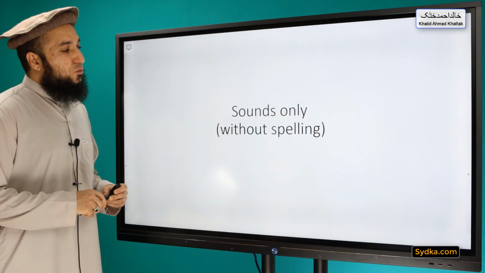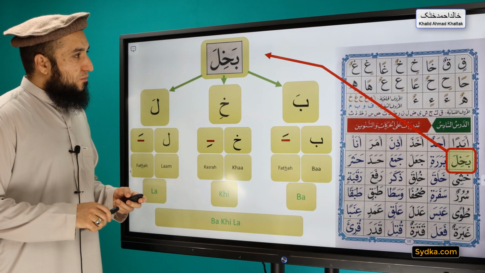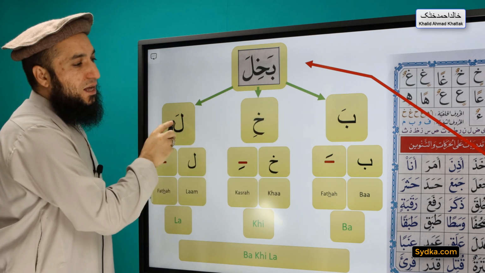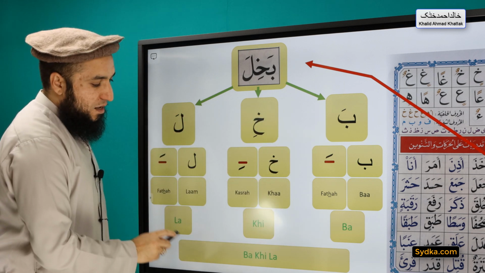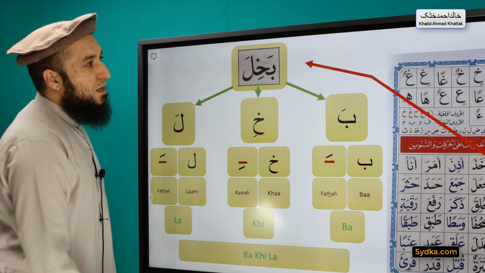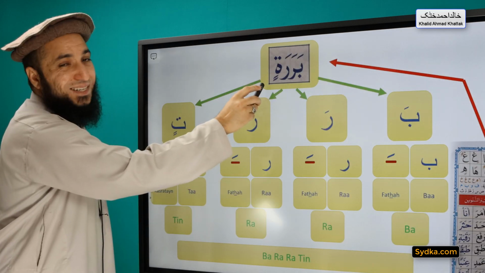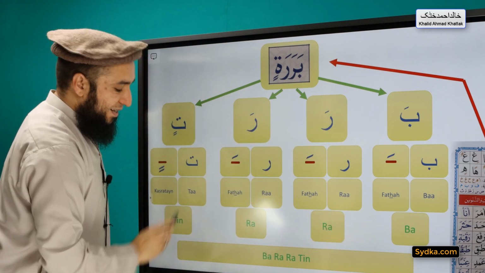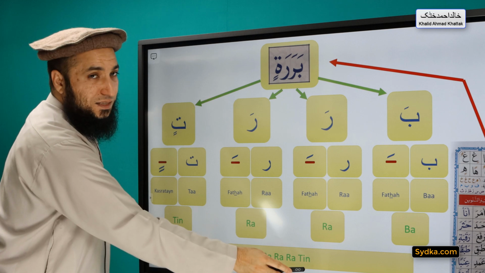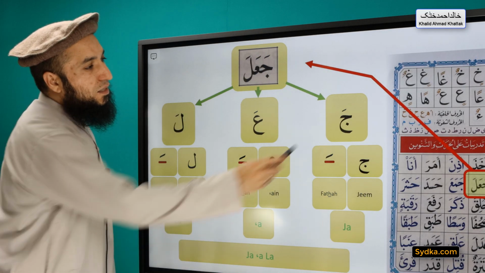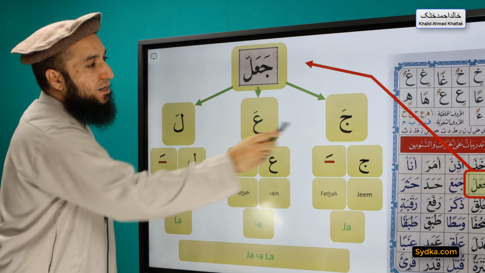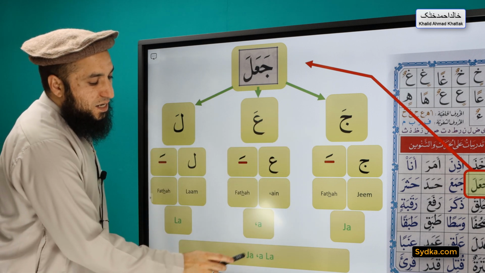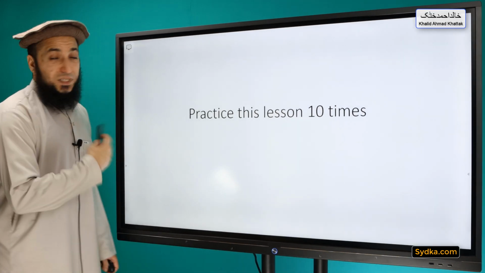So the next three slides would be sounds only without spellings. Bakhila, bakhila. Bararatin, bararatin. Ja'ala, ja'ala. So this is the end of this session.